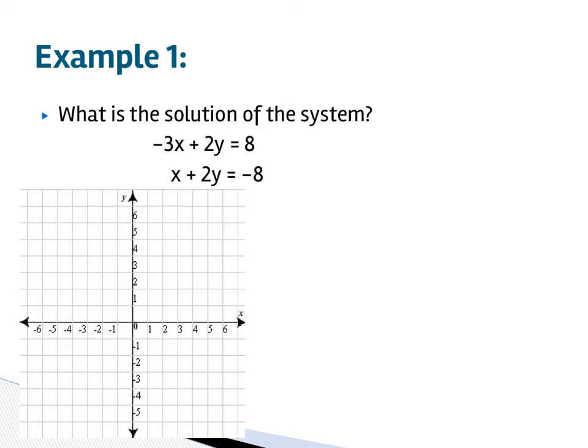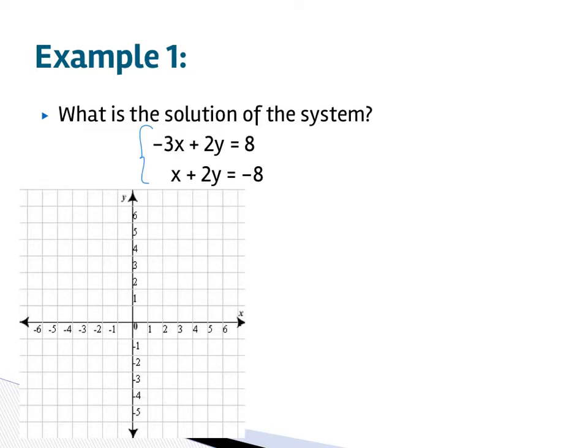Okay, example 1, they give you two linear equations. That's a system of equations, and they want to know the solution. So what you're going to do is graph them both on the graph, and the point at which they cross is the solution to the equation or the system. That just means that's a common solution between the two, and that would be why the two lines cross.